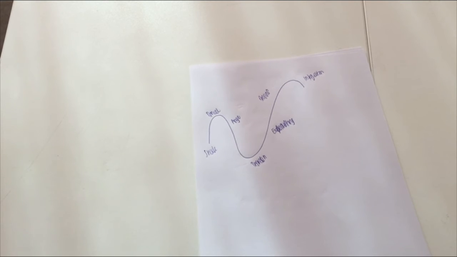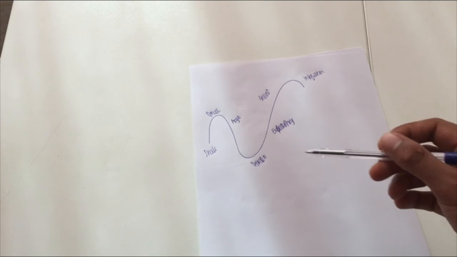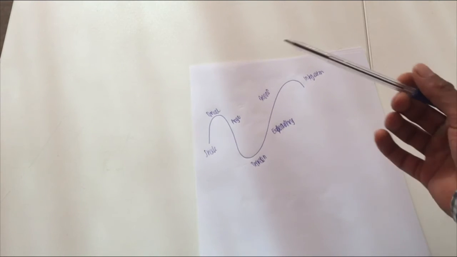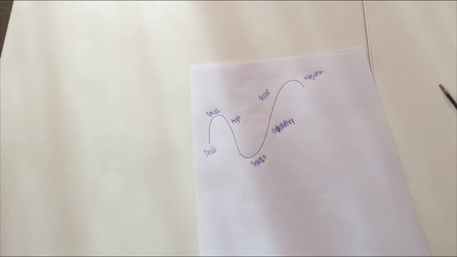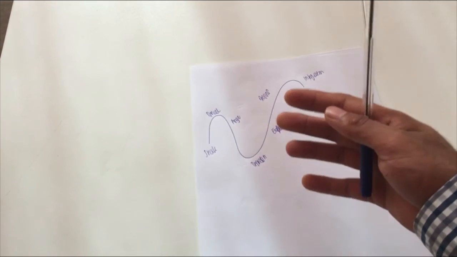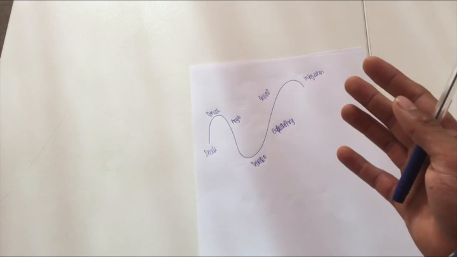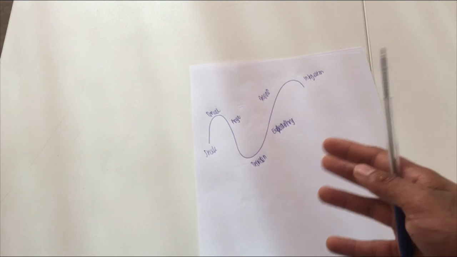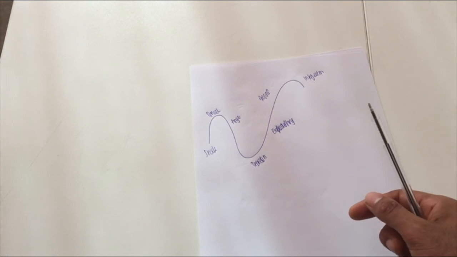So that's it really for this unit. What I want you to do is, first of all, define the success cycle and make sure you understand what the stages of the Kubler-Ross change curve are and how they can be used in coaching.